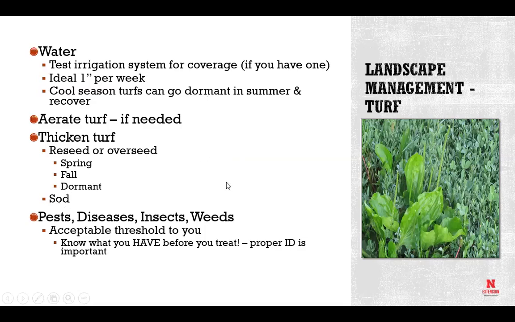Aeration, good idea, but not always. Thickening, and when to do that and how to do that, a good stand is going to be your best method of controlling weeds. Pest and disease is insects. Again, what's your threshold? And if you're controlling Japanese beetles and everything else, the best way to control them is not the Japanese beetles, pay attention to when to control those grubs.